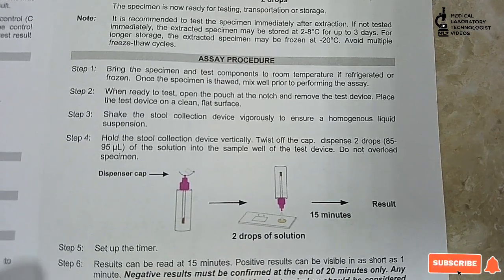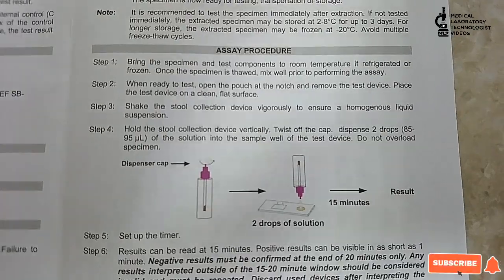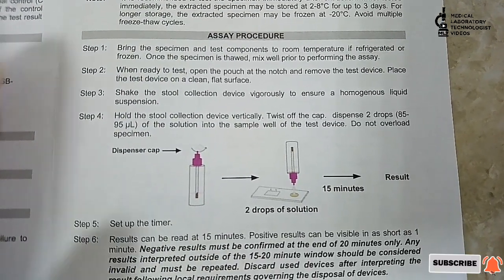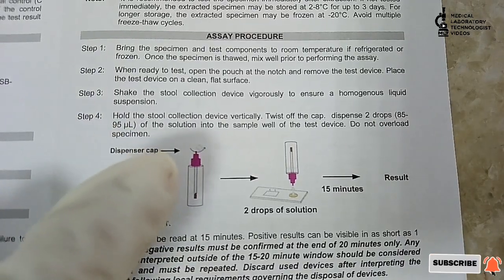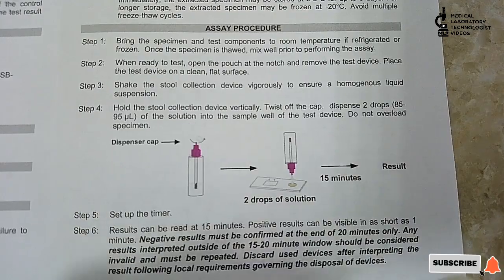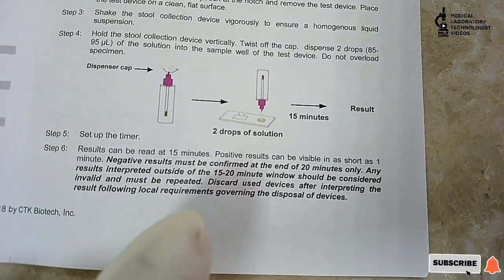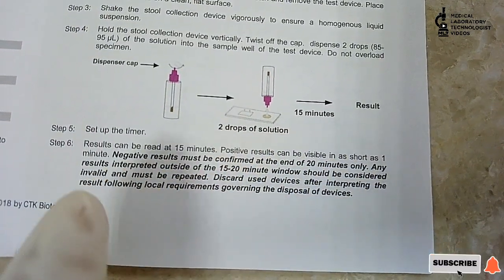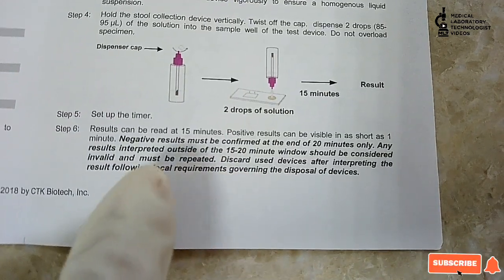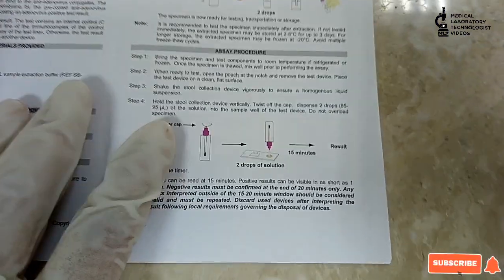After that, first of all we have to bring the kit and specimen to room temperature. According to the consistency of the stool specimen, we will mix, then open the card and add 2 drops, at least 85 to 95 microliters, to the sample well of the device. Do not overload the specimen, and we will read the result after 15 minutes. I will show you how we read the result.